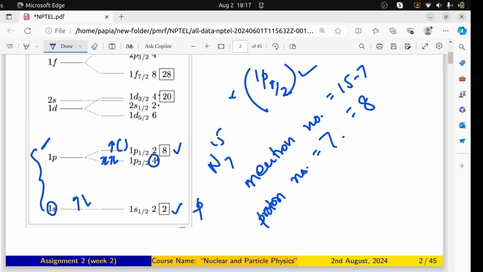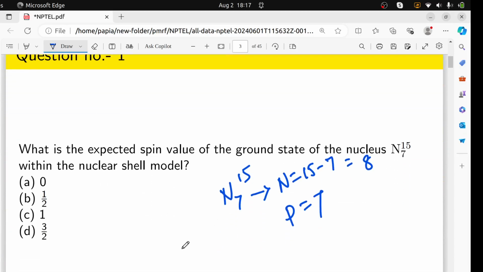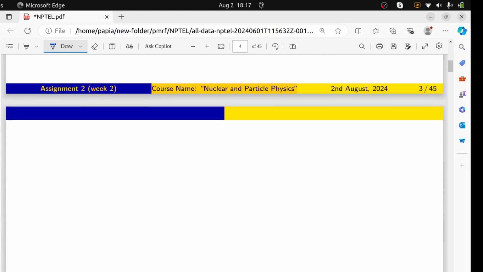So that means this one is the main responsible to give all the spin and parity for this nucleus N715. Okay, so now coming to the question. Question was, what is the expected spin value of the ground state of the nucleus? Obviously each and every time I will not give the figure whatever we have shown right now, so we have to remember these things a little bit.